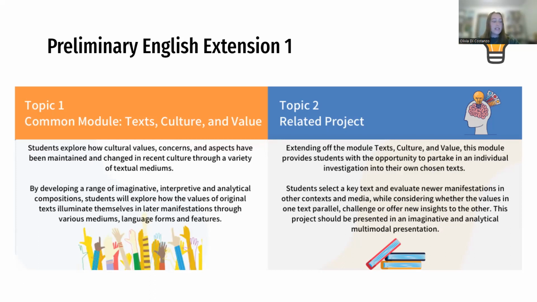And then in topic 2, students look at a related project where they actually pick 2 texts to study comparatively on their own. And as you can see, this is the sort of difference between our standard, advanced and extension, is that there's this more independent study.